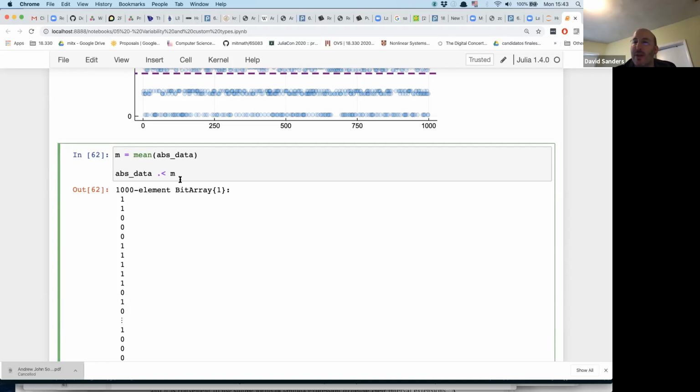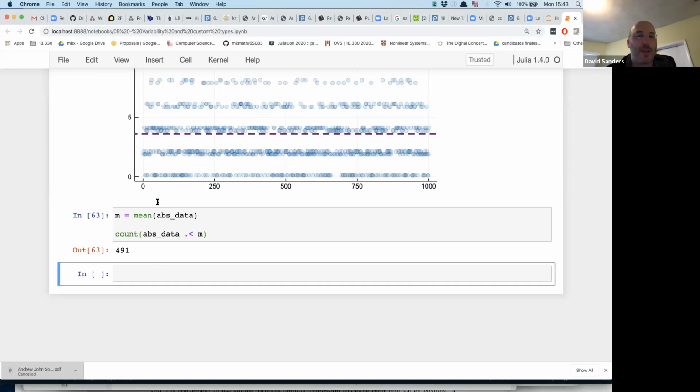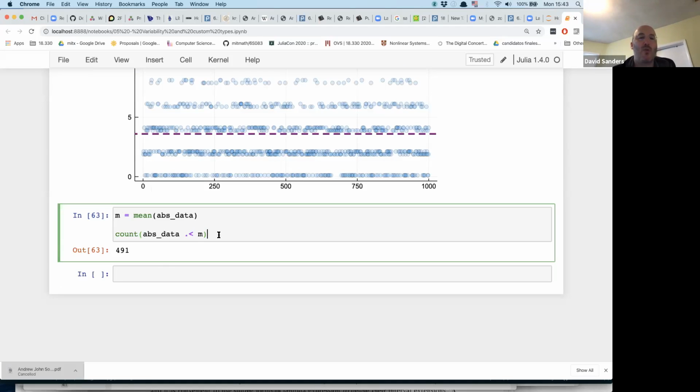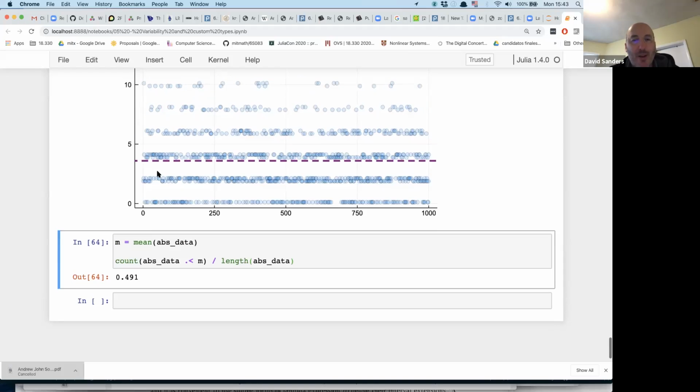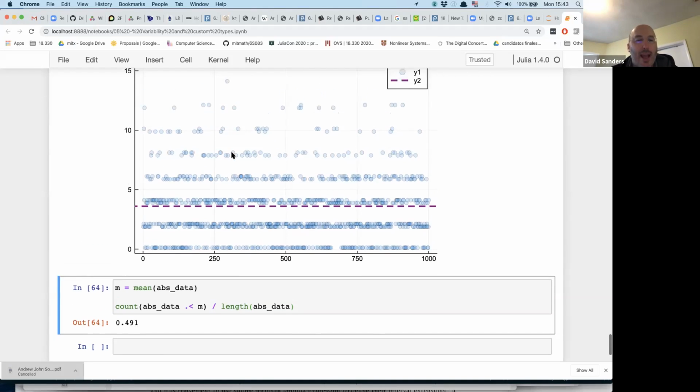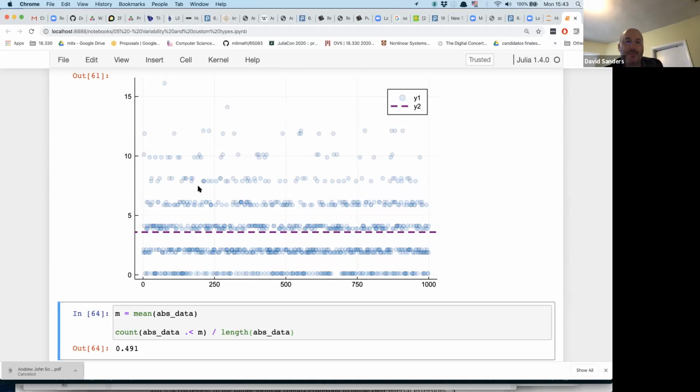In the chat, Hayden suggested using sum. You could use sum, but it's more intuitive to use count. We're just going to count the number that are less than M. There are 491. I need to divide that by the total number of data points, so length of abs data. And so I get 0.491. So about half the points are less than the mean, right? So I captured where half of the data is.